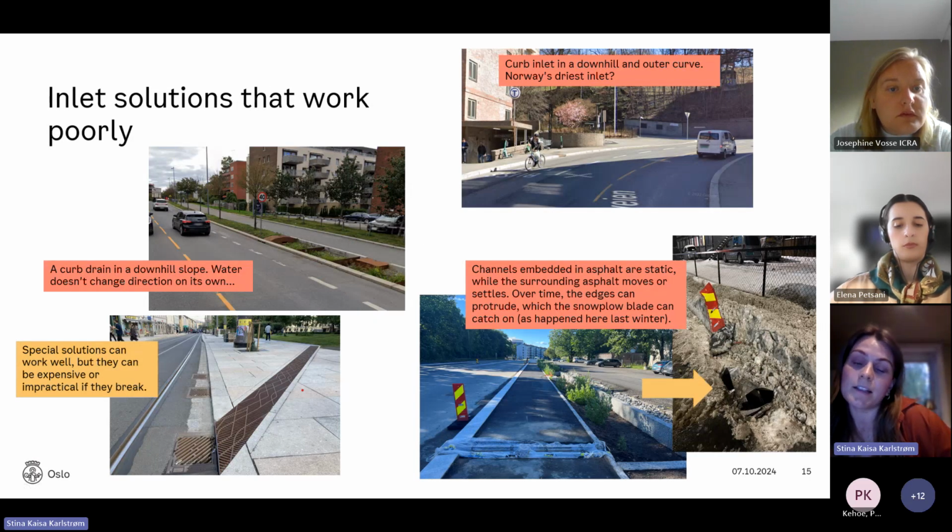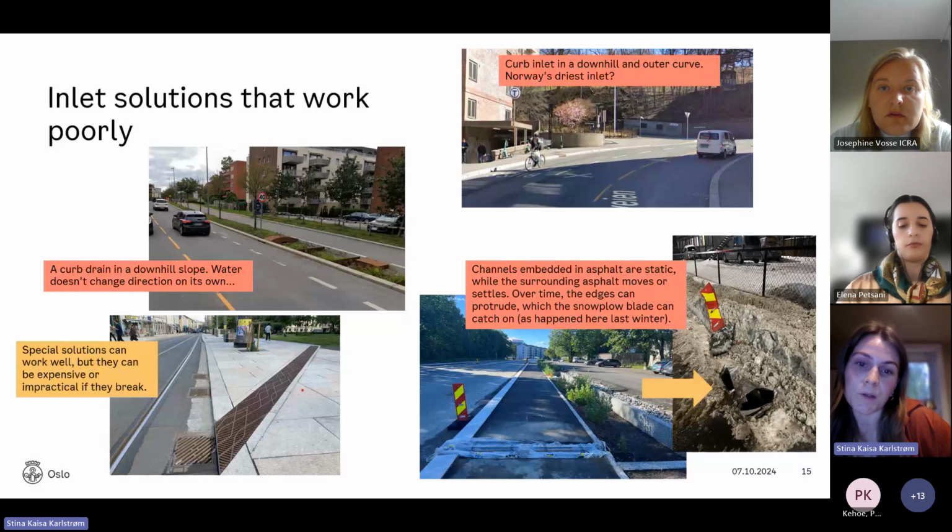Some inlet designs don't perform that well, especially on slopes, and we see these issues. The worst examples include curb drains on downhill roads that fail to capture water efficiently, like the two examples on the top, and especially the one in the top right, where we have a curb inlet in a steep downhill and an outer curve. I think this might be Norway's driest inlet.